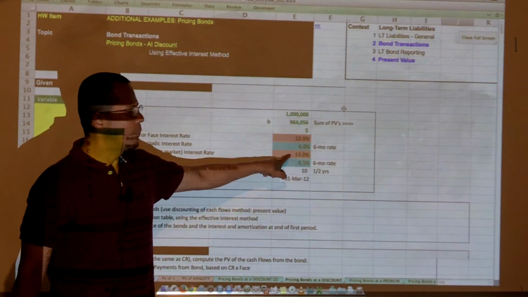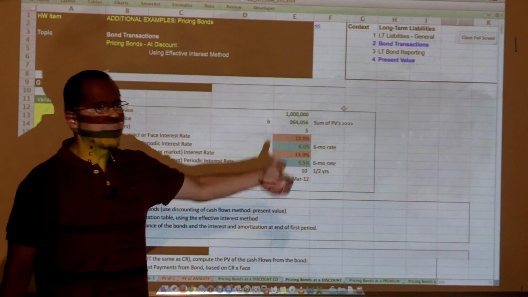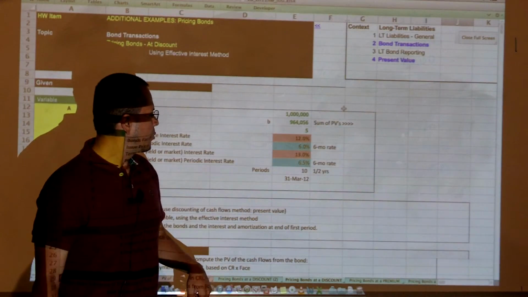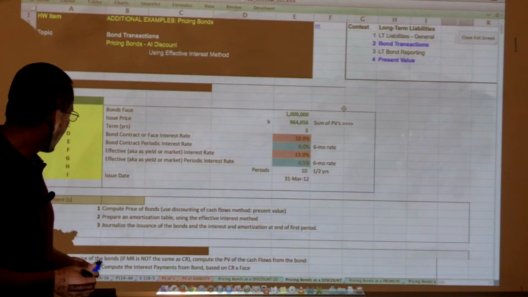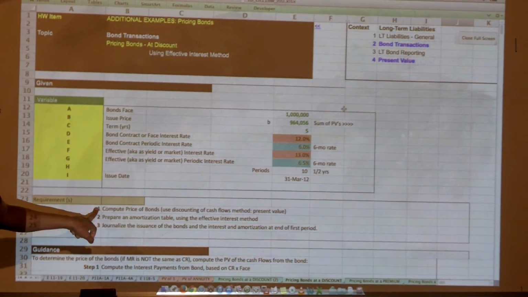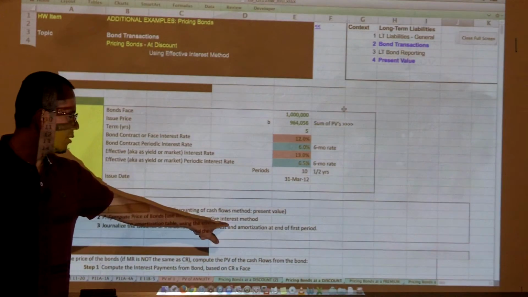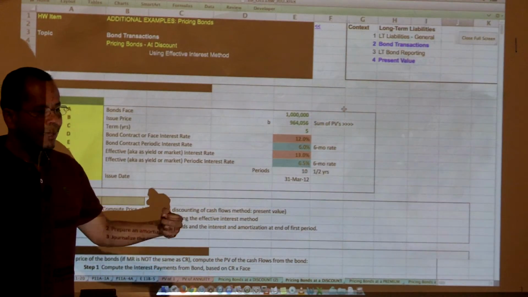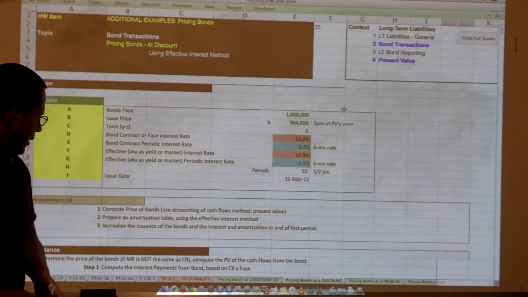The given market rate for similar type of investments is 13% per year. On a 6-month basis, that would be 6.5%. That's the given information for these bonds. Notice that we're going to be computing the price, as I said before. We'll prepare the table to amortize the bond discount using the effective interest method. In a different lesson, you probably have seen already the other method, the simpler method, which is referred to as the straight line method. And then we'll generalize the entries.